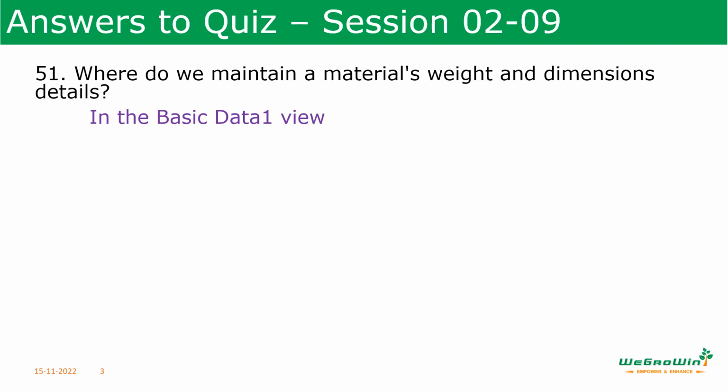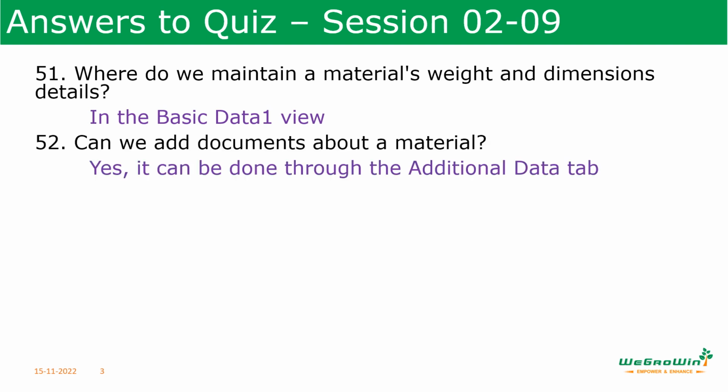Where do we maintain a material's weight and dimension details? These are maintained in the basic data 1 view. Can we add documents about a material? Yes, we can add documents about a material through the additional data tab in the material master.